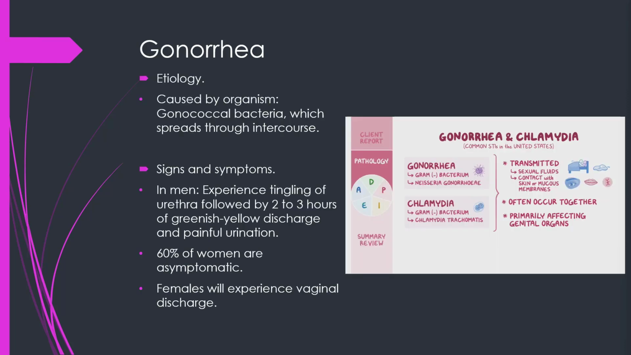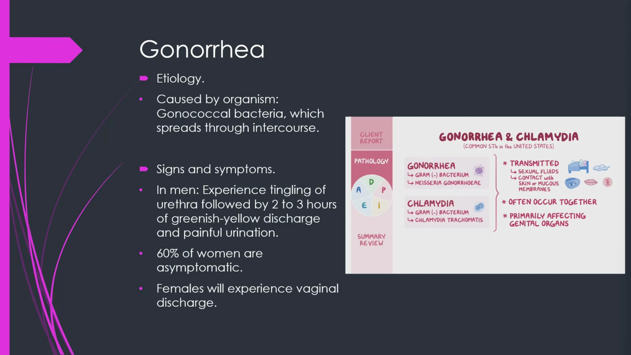Gonorrhea. This is caused by a gonococcal bacteria which spreads through intercourse. In men, the most common signs and symptoms are tingling of the urethra followed by 2 to 3 hours of greenish-yellow discharge and painful urination.